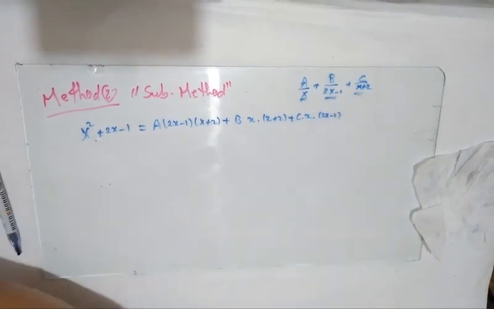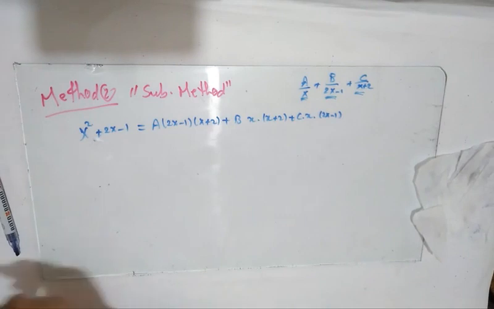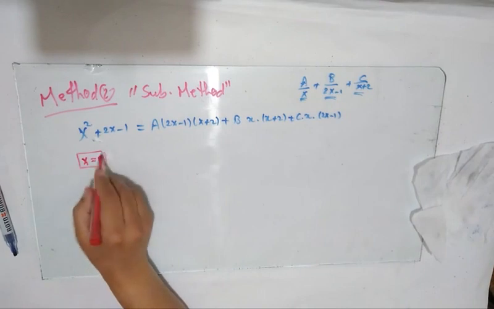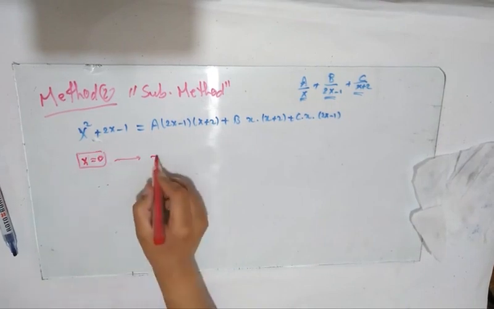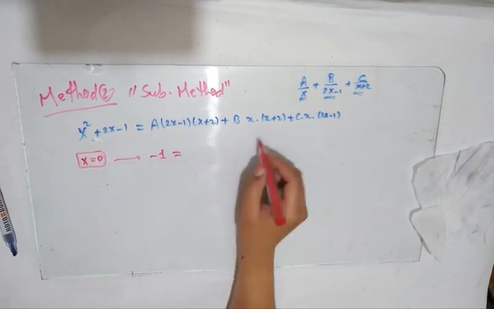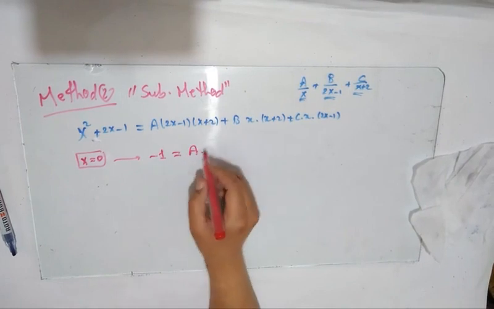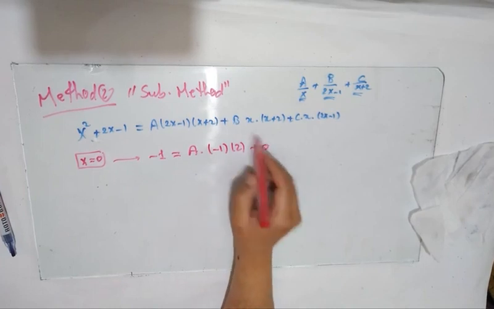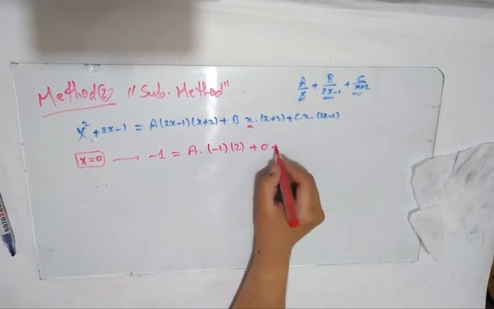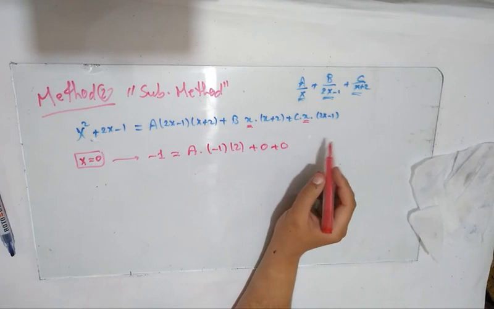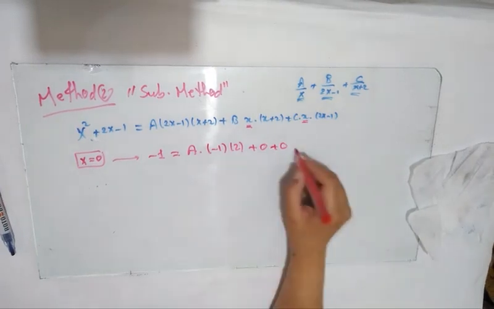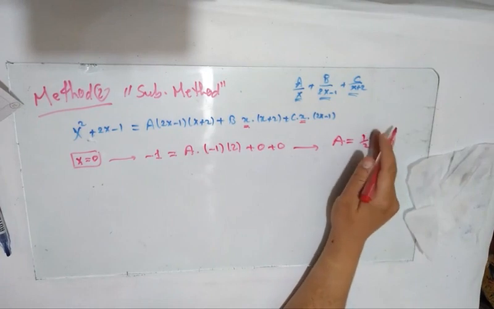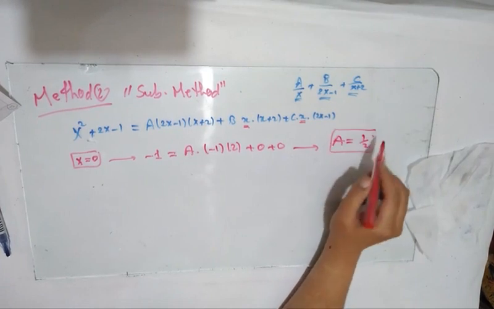The first one is x equals 0. If you substitute x equals 0, the left hand side will be negative 1, and the right hand side will be a times negative 1 times 2, plus 0 because of this x, and plus 0 because of this x. Okay, so in this way a equals half, and this is the first constant.